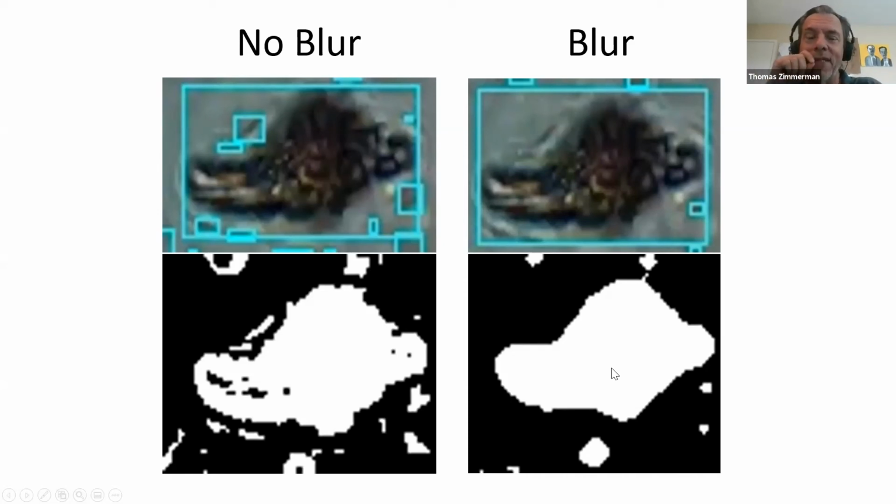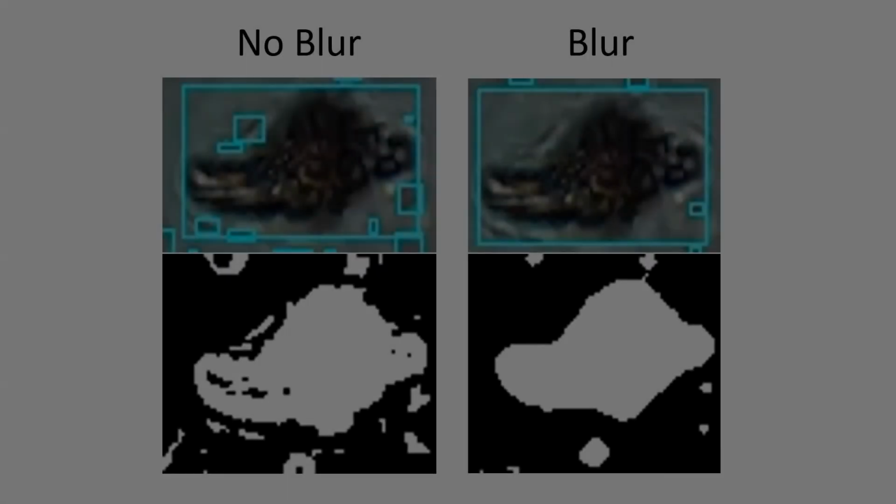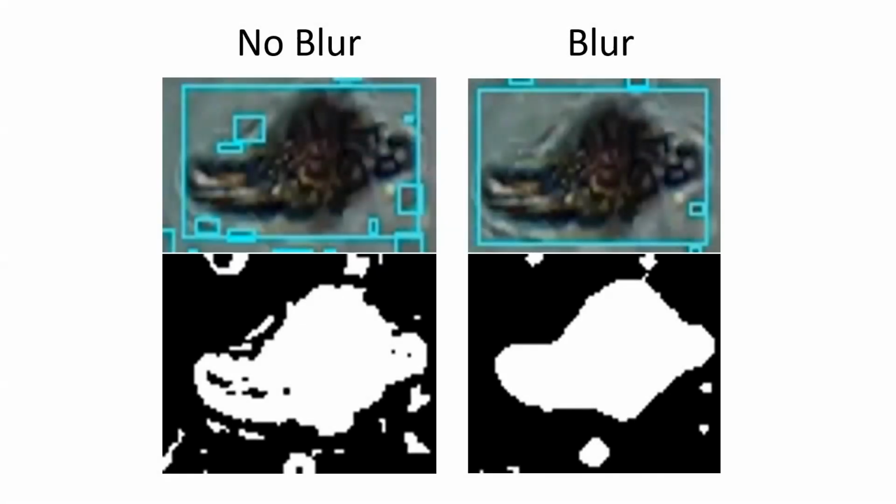So any questions on that? Why do we blur before we threshold? It helps remove some of those smaller, I guess, objects you don't really want in your later processed image.